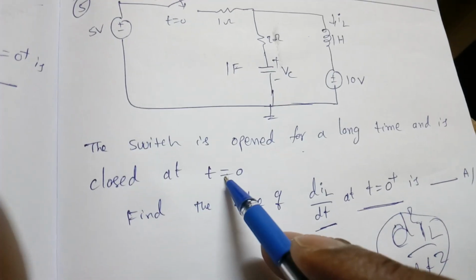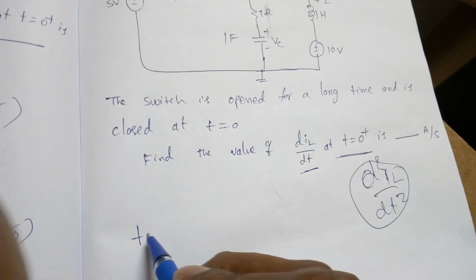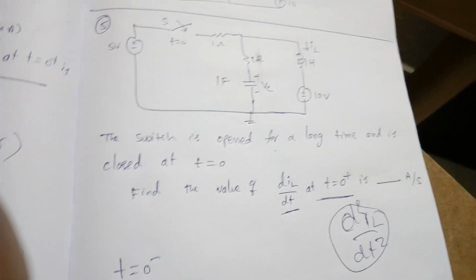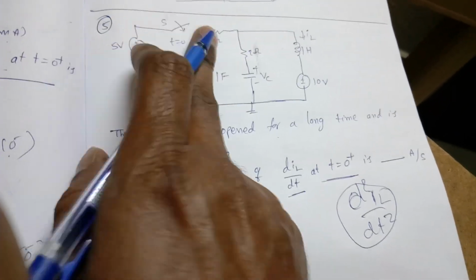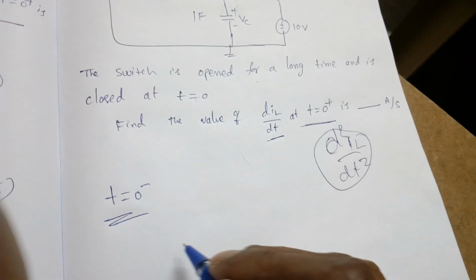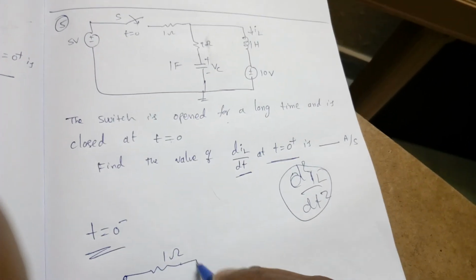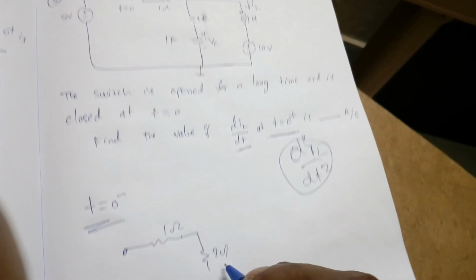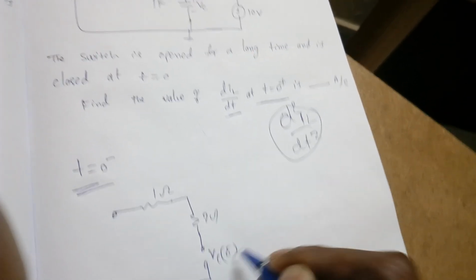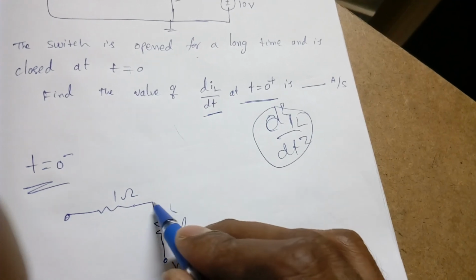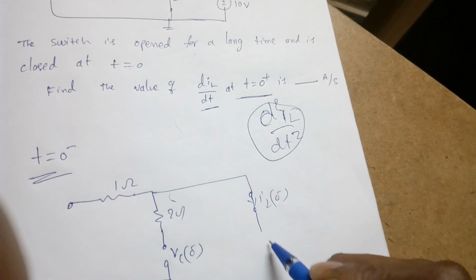Now at T equal to 0. So first we need to find the previous condition. At T equal to 0 minus, what is the circuit? So this switch is now open, now it is closing. Previously it is open, so this source is not connected. This is 1 ohm and switch is open, 2 ohms. Whenever there is a capacitor, it will become open circuit, so Vc of 0 minus. Whenever there is an inductor, it will become short circuit, IL of 0 minus.